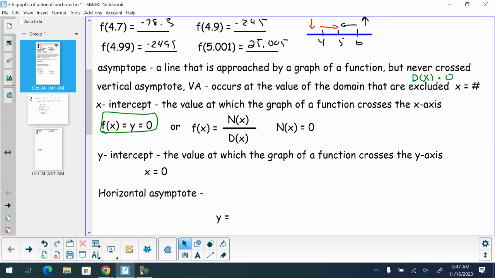Your y-intercepts are the values of the function that cross the y-axis. That's where x is equal to 0. We can put our value of 0 in for x, and we can find our y-intercepts. The last thing to discuss here are horizontal and oblique asymptotes.